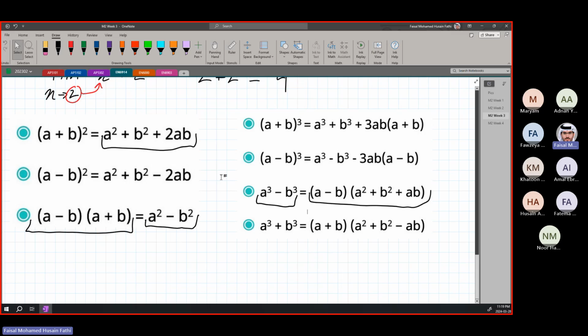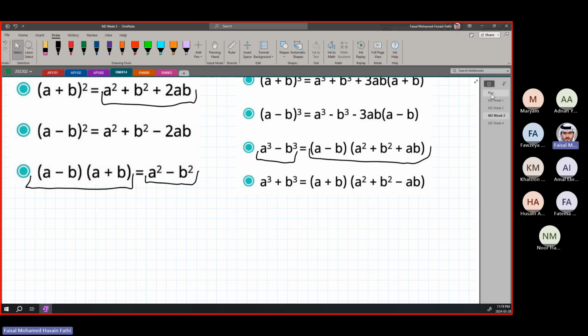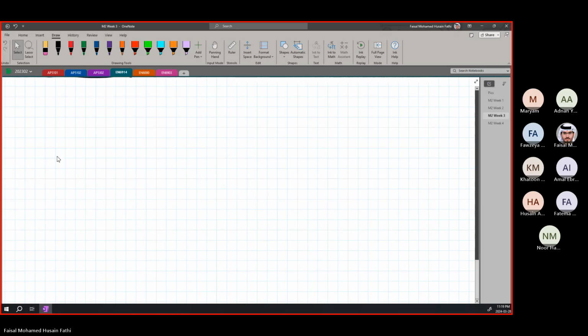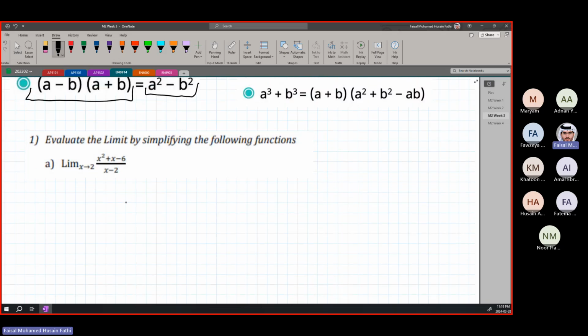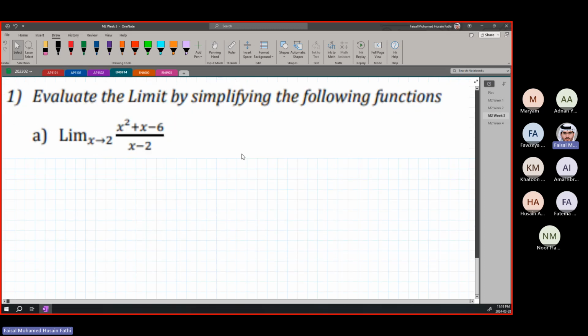I don't think they will bring this, meaning they won't give you these in the formula sheet. So you guys should know the basic ones, at least the squared ones and the basic cubed ones, so you understand how to factor and then solve questions of limits. So let's start solving the first question. So here it says the limit as x goes into 2. Evaluate the limit by simplifying the following equations.